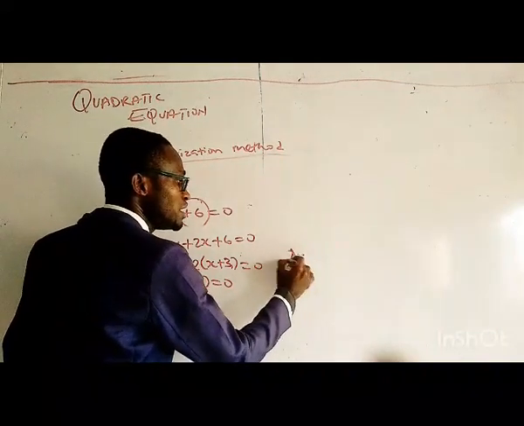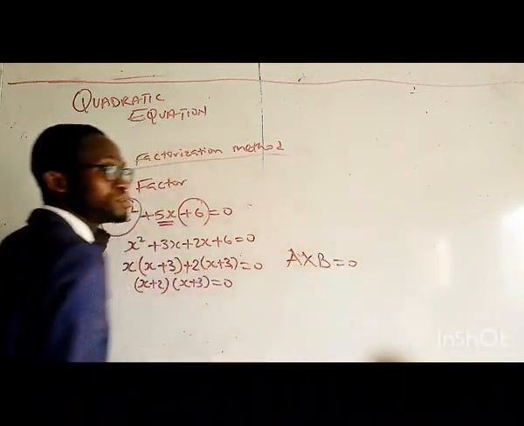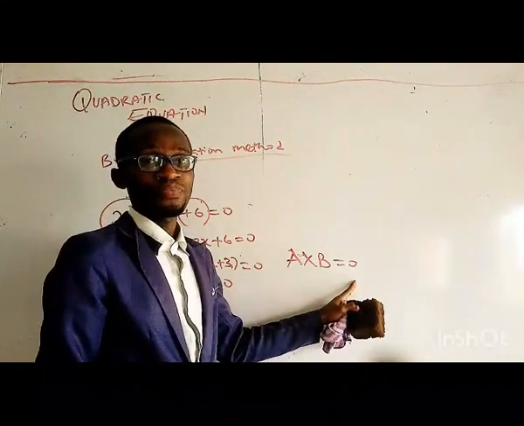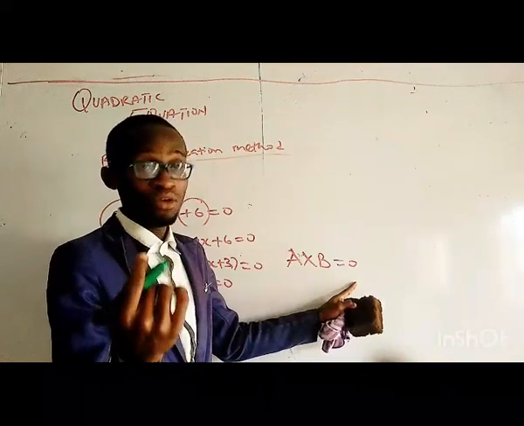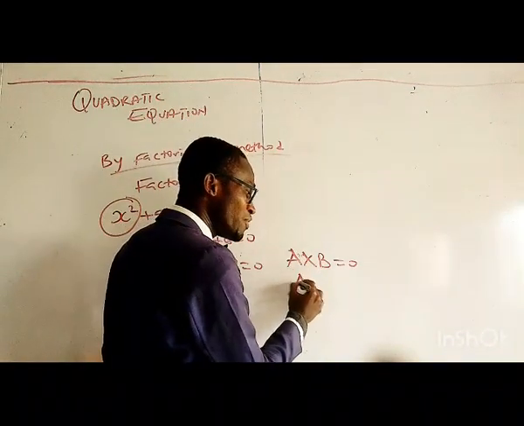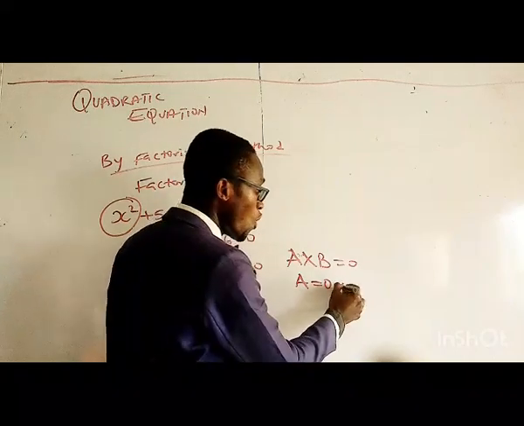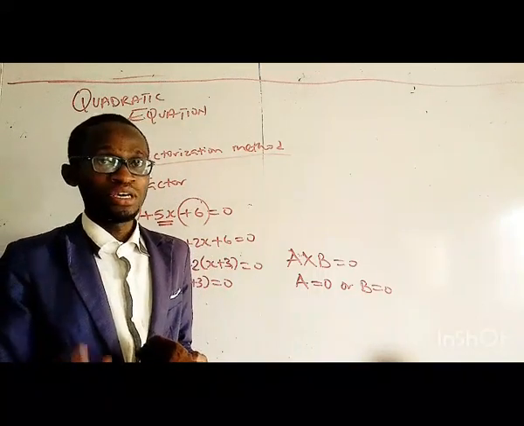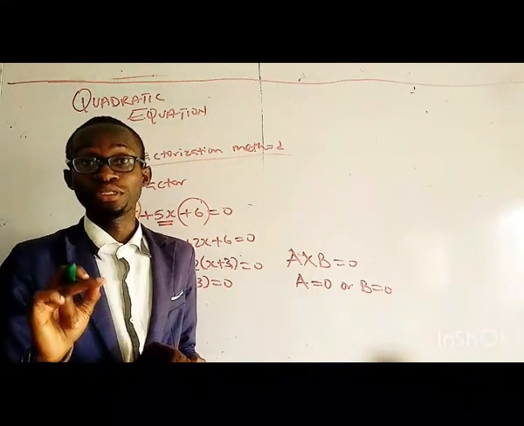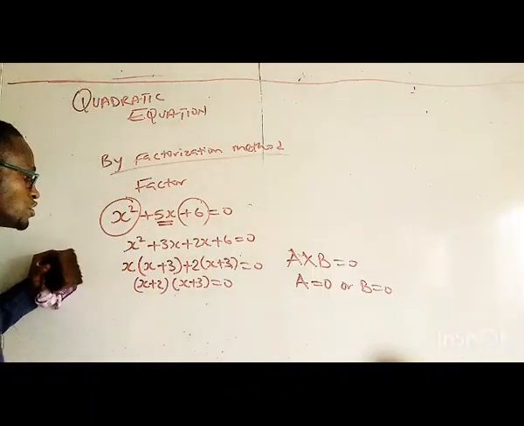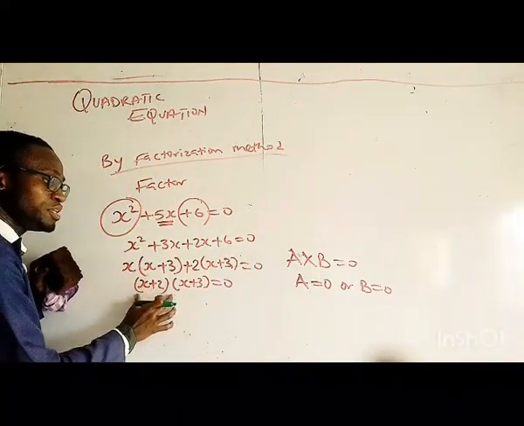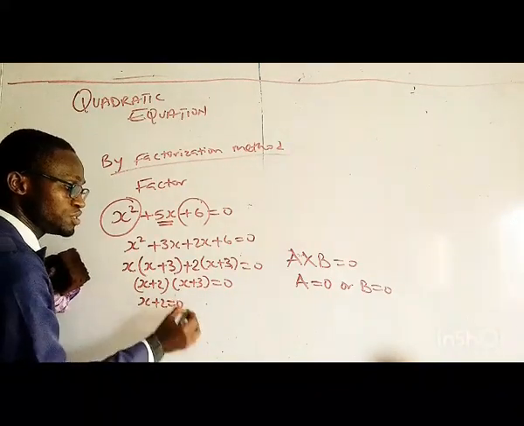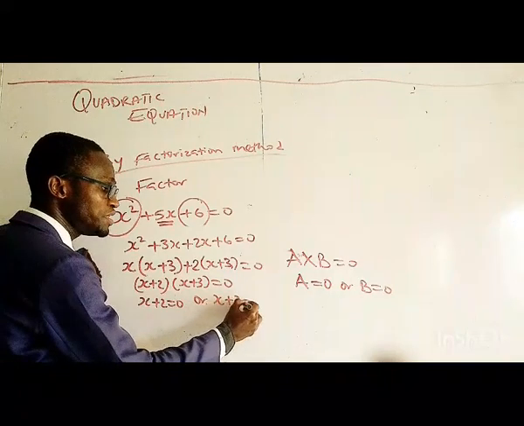Now it's just like saying a times b is equal to 0. For a to multiply itself with b to give us 0, this can only be possible where either a is 0 or what? b is 0, because for you to multiply two numbers to get 0, one of them must actually be 0. Okay, so the same thing for this. For these two to multiply themselves to give us 0, it's either x plus 2 is 0 or what? x plus 3 is 0.